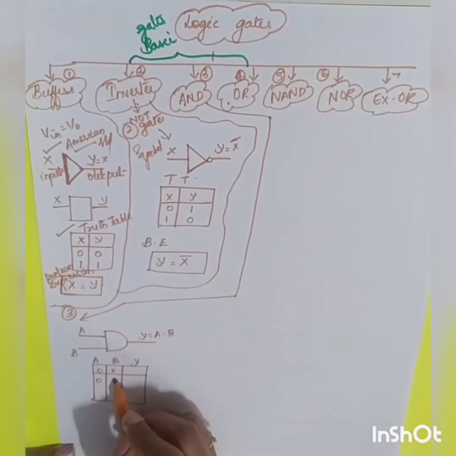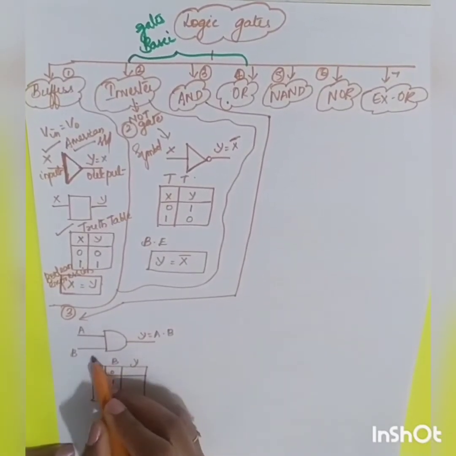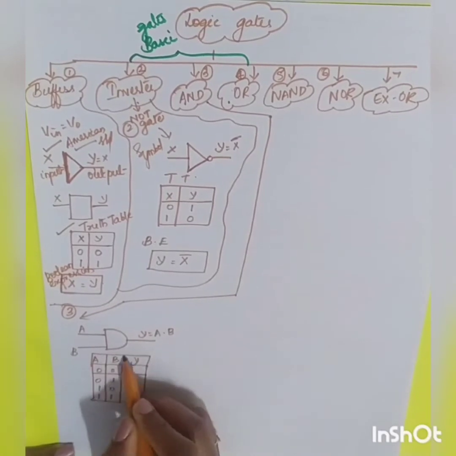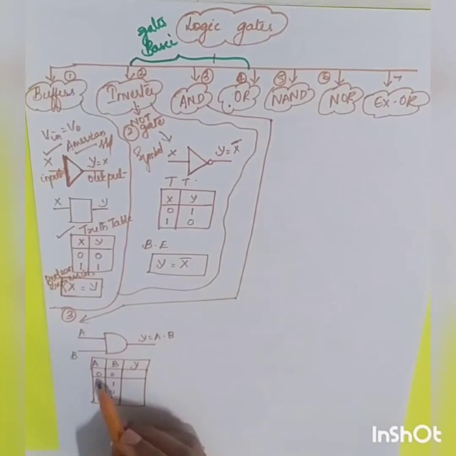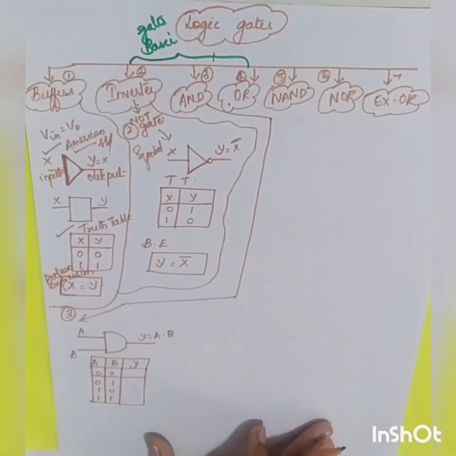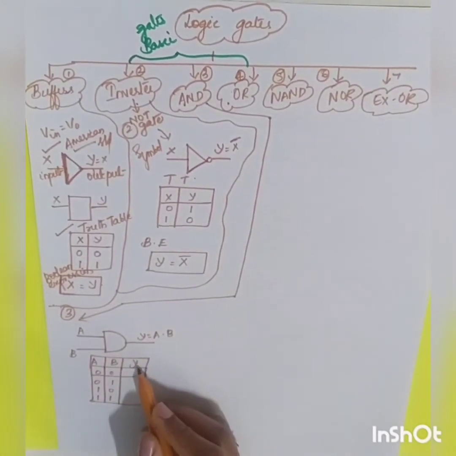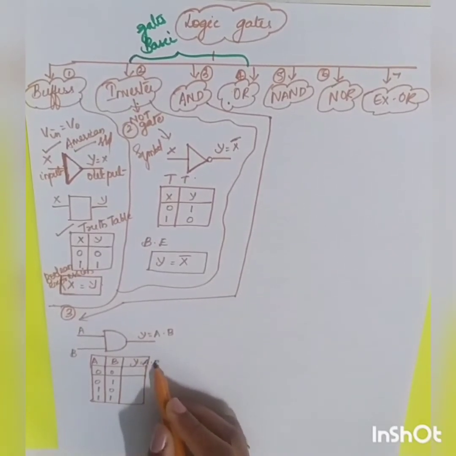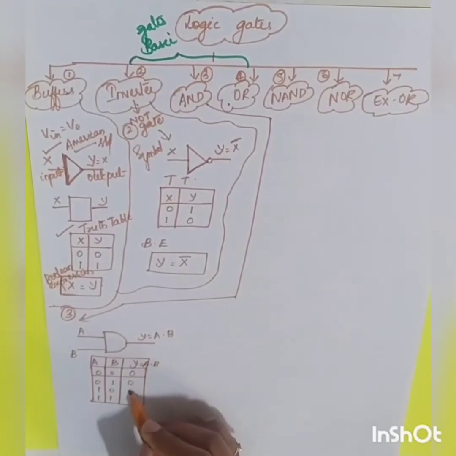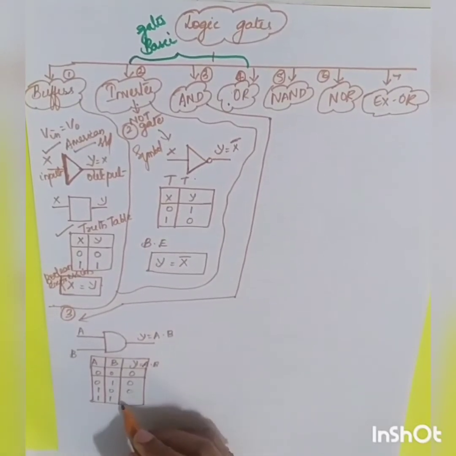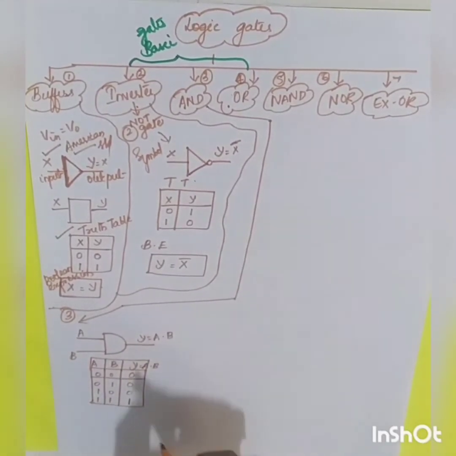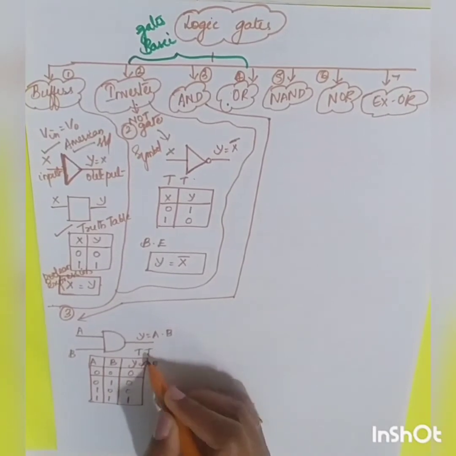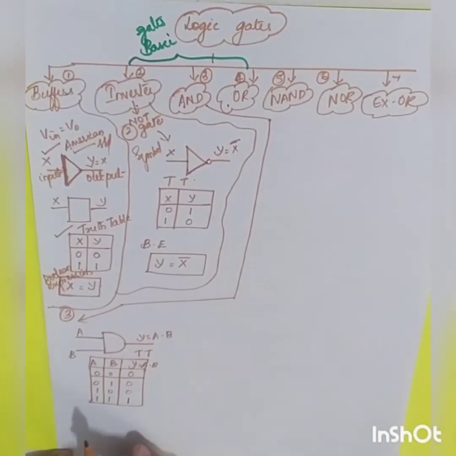So 0 0, 0 1, 1 0, 1 1. If you have two binary digits, 2 power 2, you have totally 4 combinations: 0 0, 0 1, 1 0, 1 1. So for 0 0, what will be your output? Y is equal to A dot B. Wherever you have 0, the output is going to be 0. For 1 1, you will be getting 1. So whenever your inputs are high, your output will be high. In all other cases, your output is going to be 0. So that is your AND gate.